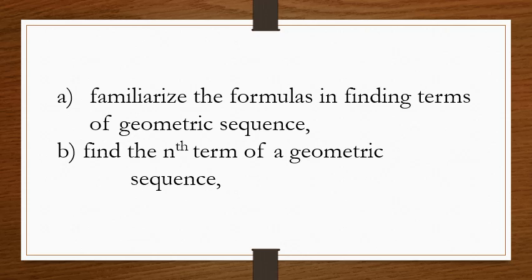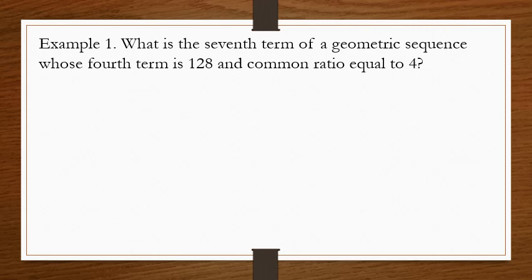Okay, magpatuloy tayo. So, in the next topic, ang ating lesson ay to familiarize the formulas in finding terms of a geometric sequence and find the end term of a geometric sequence. Let us have an example. Example number 1. What is the seventh term of a geometric sequence whose fourth term is 128 and the common ratio is equal to 4?